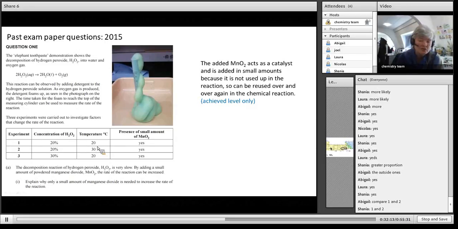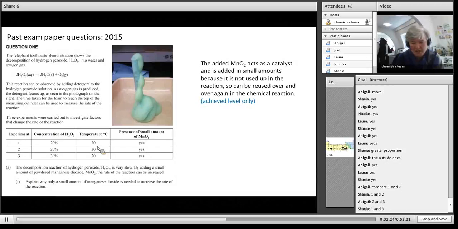If I wanted to just look at the change in concentration, because I want to see the effect of the change in concentration, which 2 experiments would I look at? We'd look at not 2 and 3, because I've changed my temperature and concentration in 2 and 3, but 1 and 3. Because here I've got 20 and 20, so that's constant. I've added a catalyst, that's constant. So the only thing I'm changing is my concentration. So when you read through this, always take time to look at it and get an idea, what is this question going to be about?